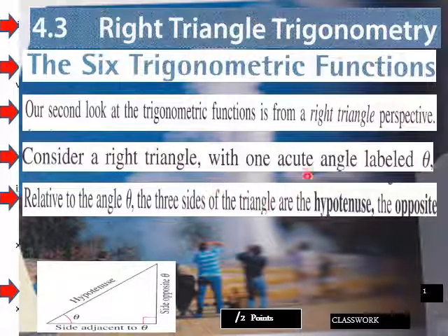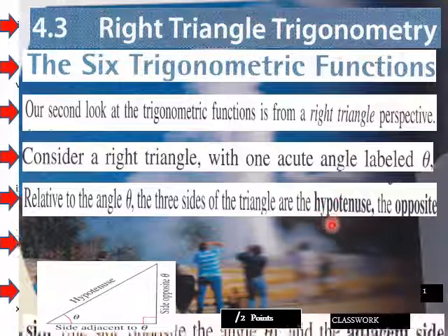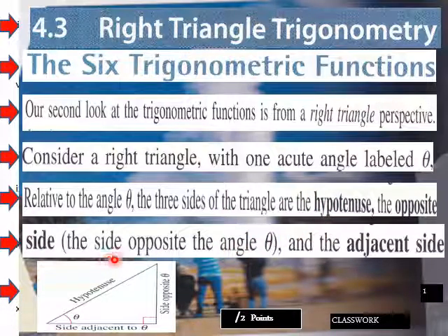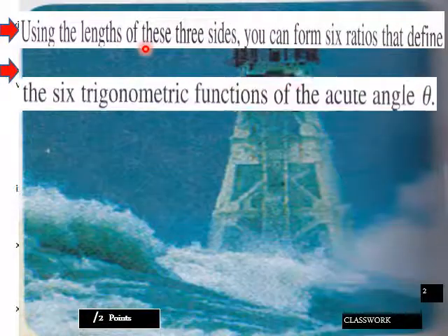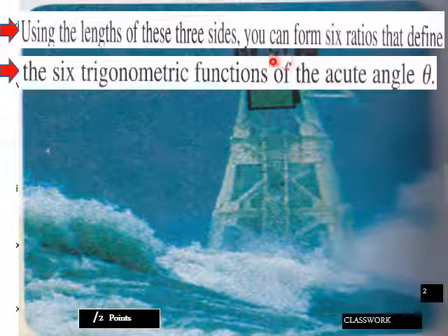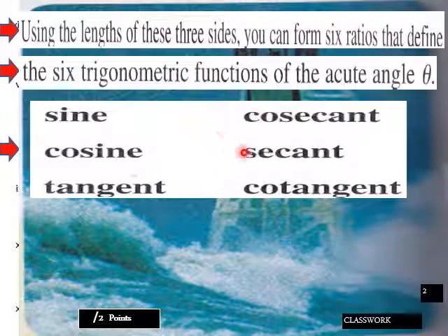So consider a right triangle with one acute angle labeled theta. Relative to the angle theta, the 3 sides of the triangle are the hypotenuse, the opposite side, and the adjacent side. Using the lengths of these 3 sides, you can form 6 ratios that define the 6 trigonometric functions of the acute angle theta. So we have sine, cosine, tangent, cosecant, secant, and cotangent.